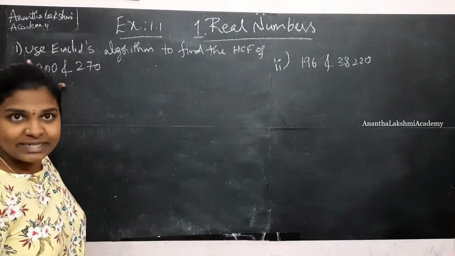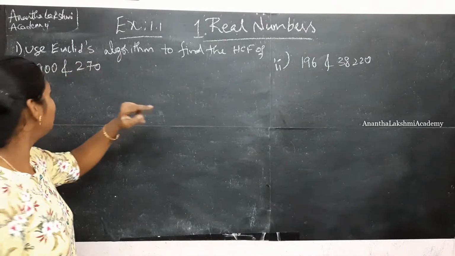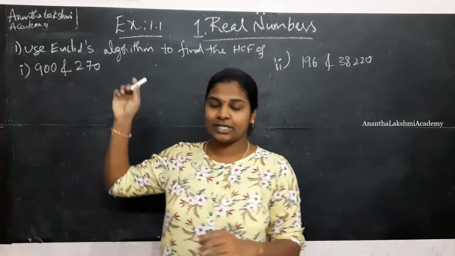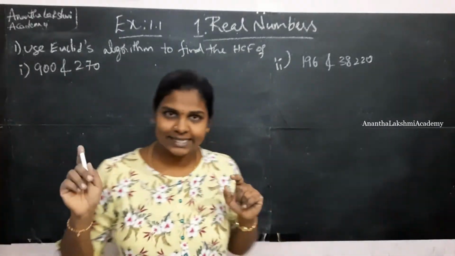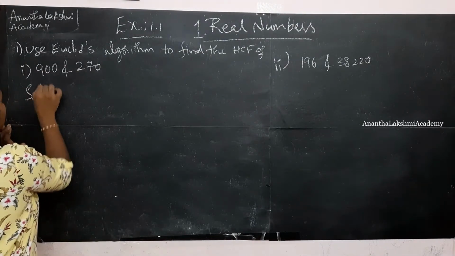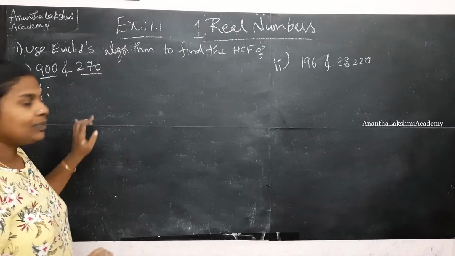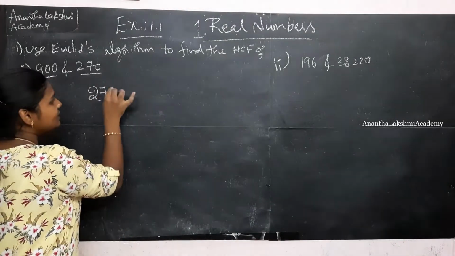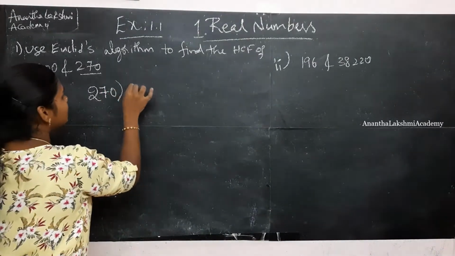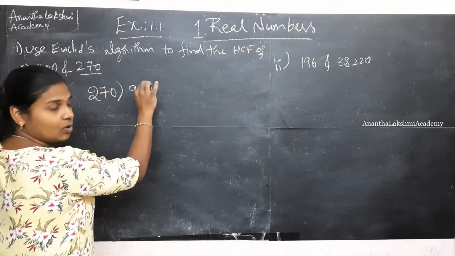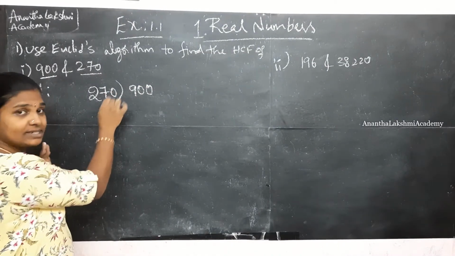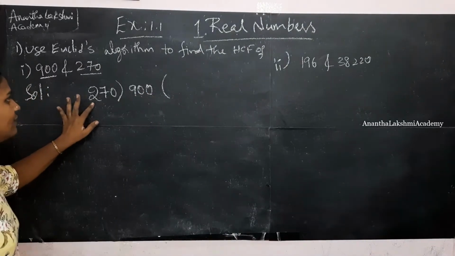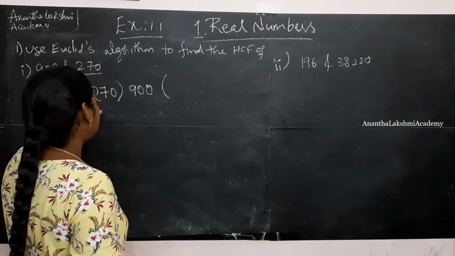I'm trying to solve the first bit of the first problem using Euclid's algorithm to find the HCF. Alright, so far we have discussed what Euclid's algorithm is and how we solve it, right? So let's get started. For the solution, in 900 and 270, the smaller number is 270, right? We have to consider the smaller number as divisor and the bigger number as dividend. Always remember this: the smaller number is the divisor and the bigger number is the dividend.